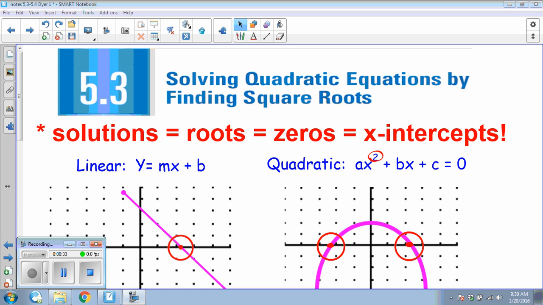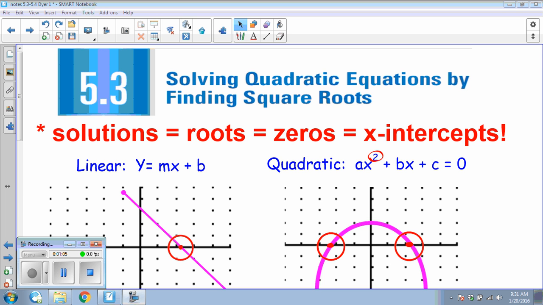When you're solving for x, you're trying to find where that graph crosses the x-axis. Every one of these functions, every one of these equations is some kind of figure on a graph. It wants to know, where does it cross the x-axis? That's the solutions. That's the roots. Sometimes they call it the zeros or the x-intercepts. That all means the same thing.